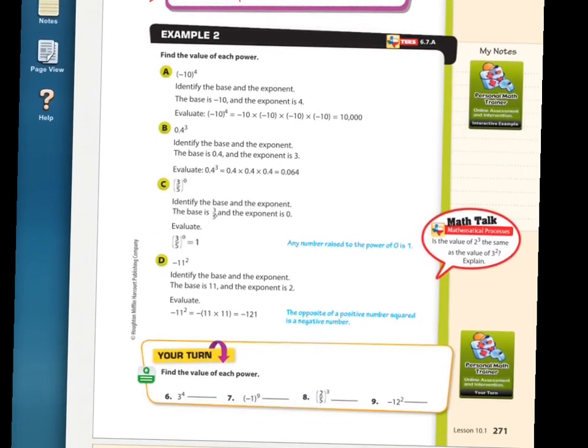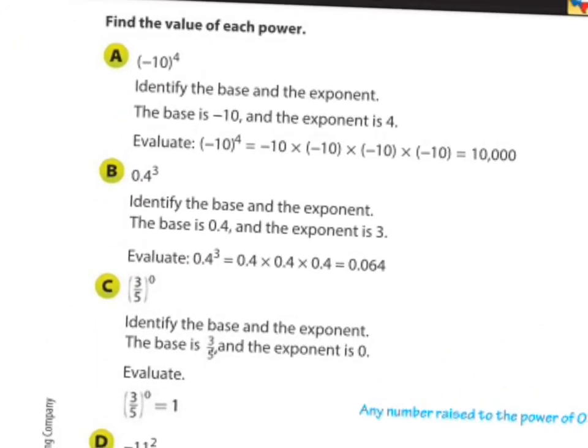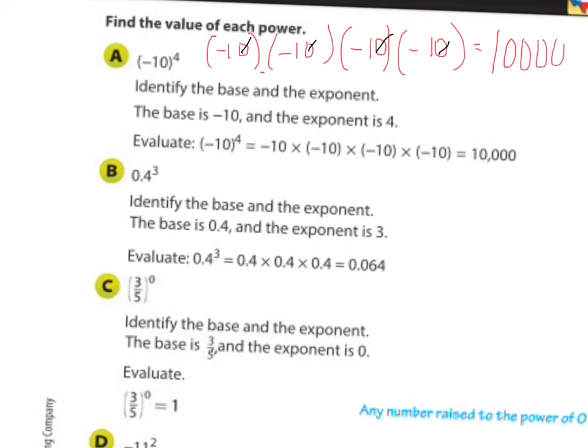So example 2 says find the value of each power. So that's -10. And how many times are we going to repeat it? Times -10 times -10 times -10. These parentheses right next door to each other like that is another way to write multiplication. So let's take 10 times 10 times 10 times 10. Real quick, easy way is a 1. And then let's count how many zeros there are. 1, 2, 3, 4. So that's how many zeros are going to be my answer. 1, 2, 3, 4.